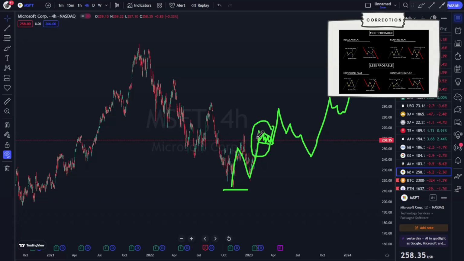So we'll need that flag, and if you don't get this flag, then you expect the market to go down and break the lows again.